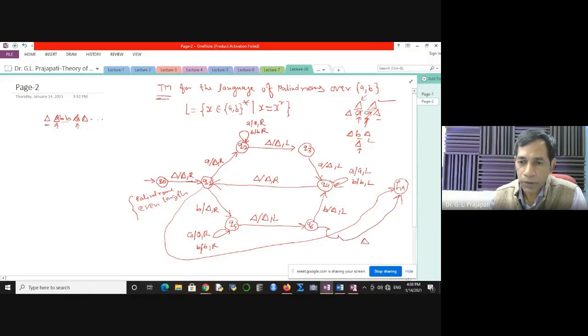So for that, you have the blank, replace with blank, you may move to the right, there is no issue. And here also you have the blank, replace with blank and move to the right, and this is the odd length. Similarly at the state q3 also, from state q3 you have to go to the HA for the case of the odd length.